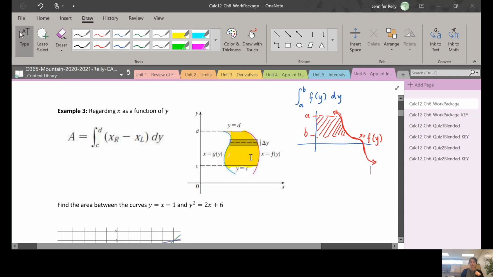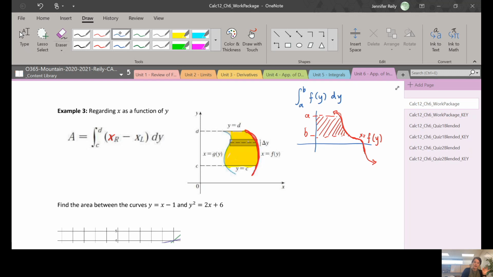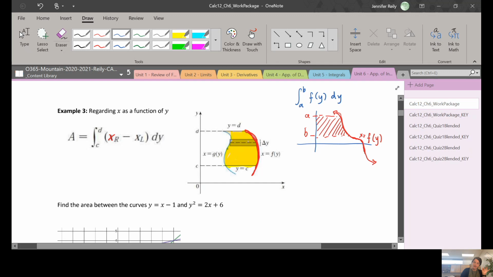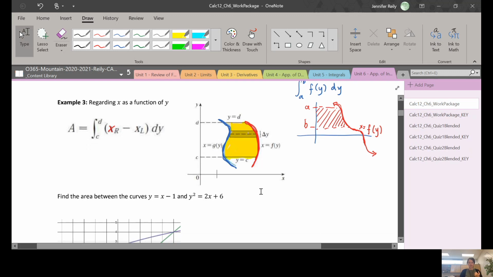So when you have this scenario here, you want the right function, the one on the right, so xr, we label that, is considered kind of the top function, okay? And we subtract that by xl, the left function, which is kind of considered the bottom function because it's closer to the y-axis.